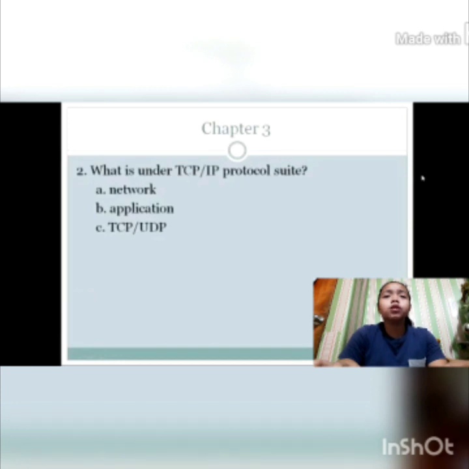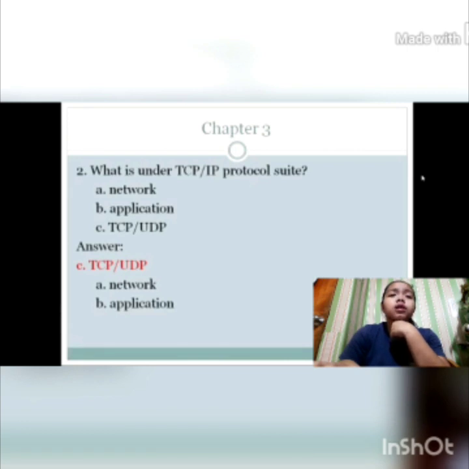Chapter 3, number 2, what is under the TCP and IP protocols within a network? A. Network, B. Application, C. TCP and UDP. The answer is C, TCP or UDP, because both A and B are under.